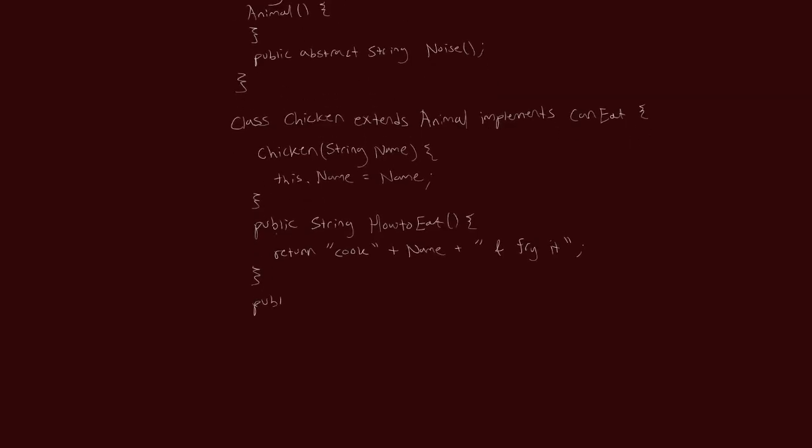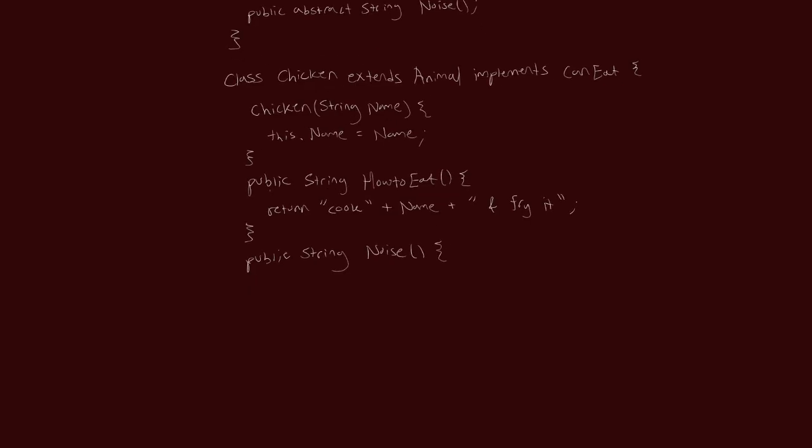And then the animal noise. So we do public String noise, and we'll return the name of the animal, then we put goes, and we'll make the sound of the animal. So just like that.